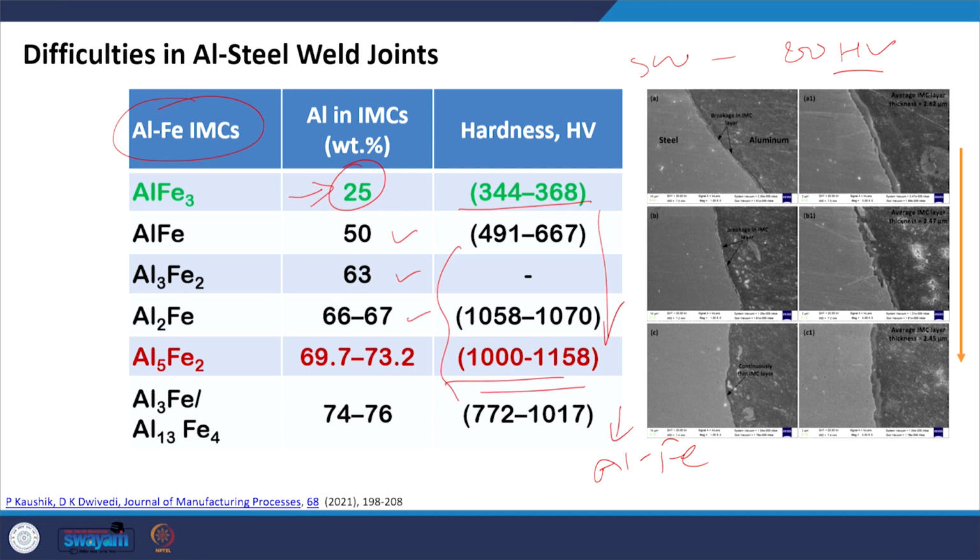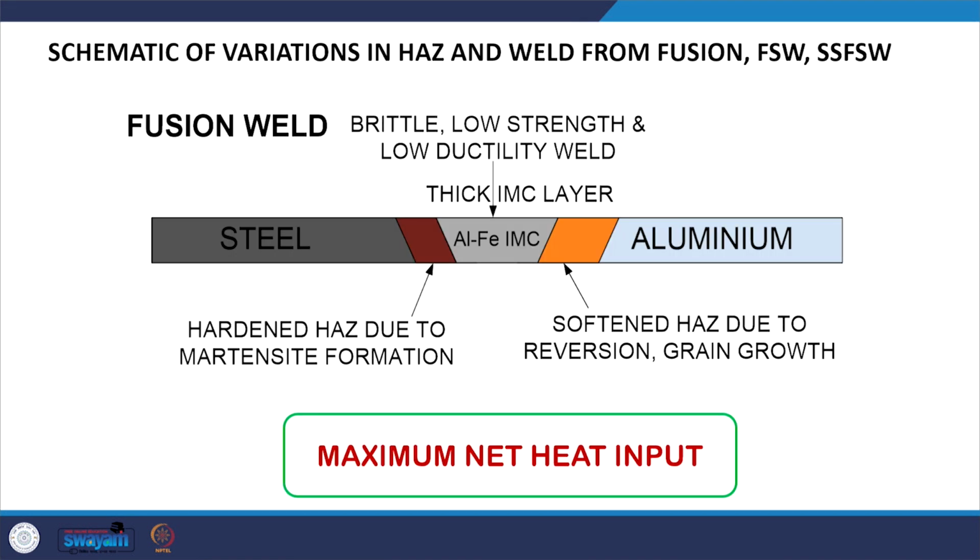There is another way: let us modify the characteristic or composition of the aluminum iron IMC using suitable zinc, silver, silicon or something else which can modify the characteristics. Instead of going for fusion welding, in which there is a huge amount of IMC formation that makes the weld very brittle and almost immediate cracking is observed. So, there is steel and aluminum, obviously a heat affected zone on both sides, and in between a very hard, brittle, low strength, low ductility IMC is formed at the center.